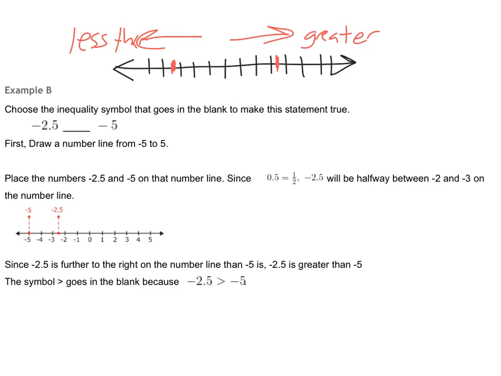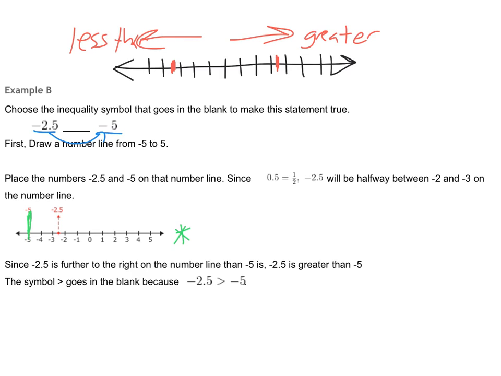So for our example here, choose the inequality symbol that goes in the blank to make this statement true. We're comparing the numbers negative 2.5 to negative 5. So we want to know, how does negative 2.5 compare to negative 5? So we start with drawing our number line, and you see that down here. We've got the numbers between negative 5 and 5 on here, and we place the numbers on the number line. So negative 5 goes right where negative 5 is on the number line.